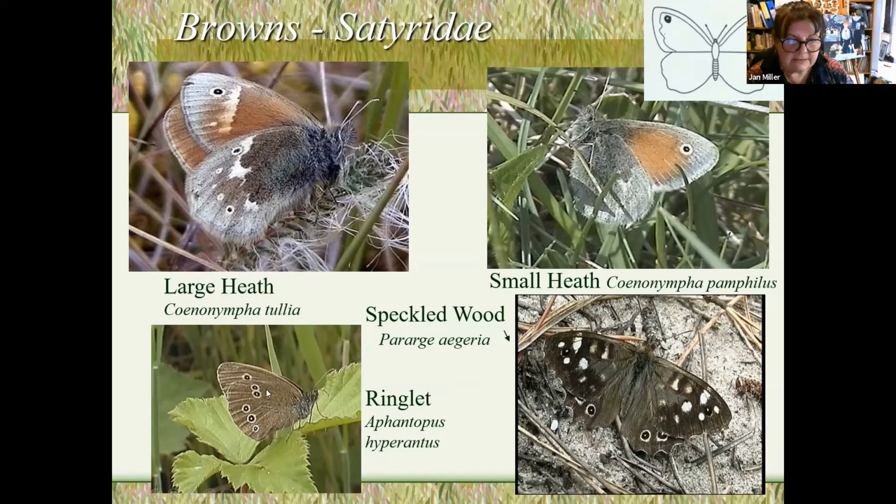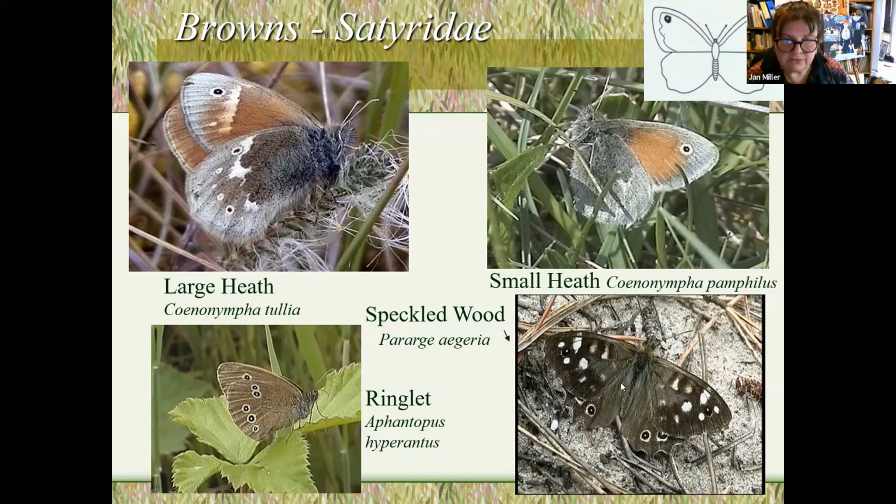The ringlet east of the Conwy Valley doesn't seem to be that common, but it's getting more common. I'm getting more reports of that. And that's a chocolatey brown, but the underside is the most distinctive thing, with these black rings, but with a white ring around the outside as well. It's the only butterfly that has that.